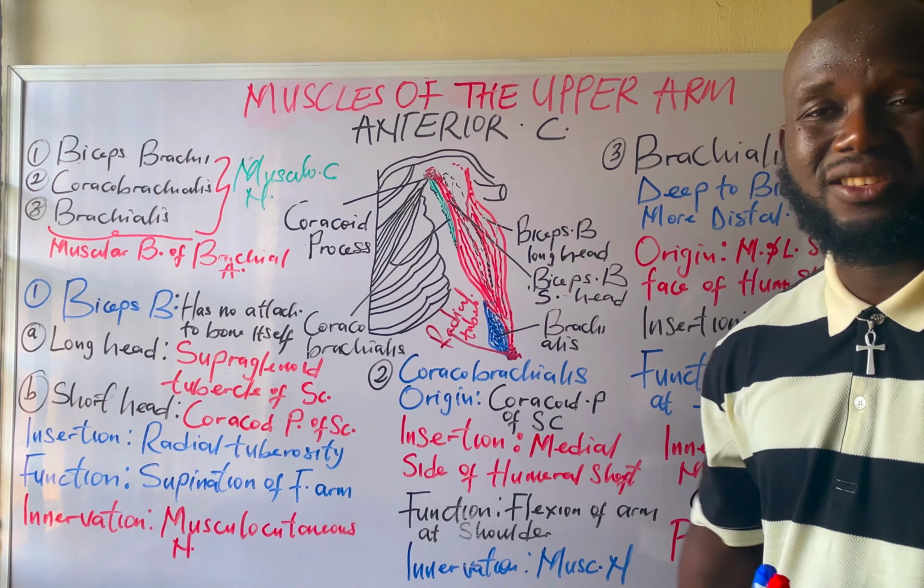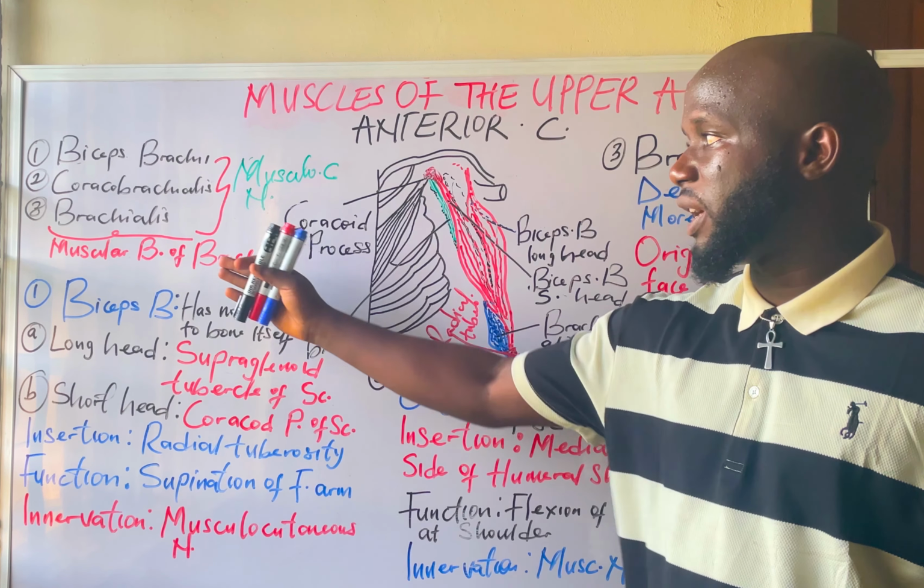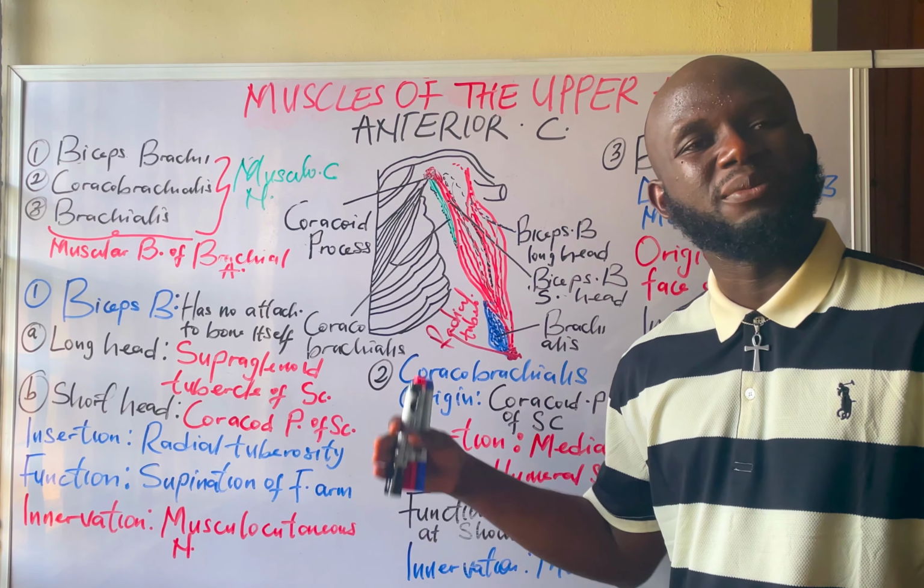So that will be all for the muscles of the upper arm, the anterior compartments. You have the biceps brachii, the coracobrachialis, and the brachialis, all innervated by the musculocutaneous nerve and supplied by the muscular branch of the brachial artery.